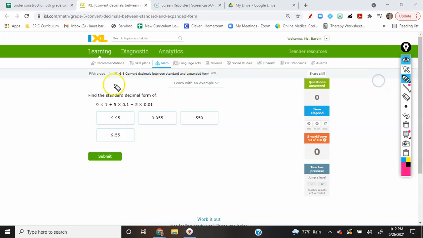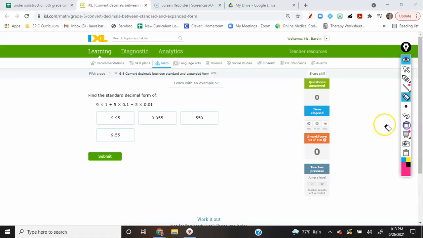Hello, fifth grade. Today we are going to be working on G6, convert decimals between standard and expanded form. Let's talk about what standard form means. Can you tell me what are your thoughts on what standard form means? If you said something like number 4 or 100 or 201, you are absolutely correct.